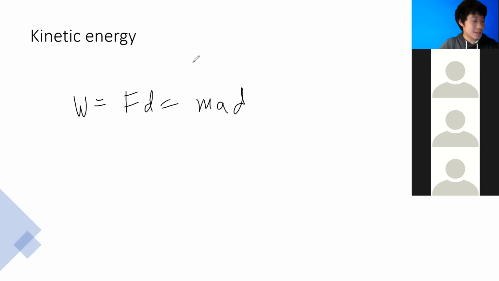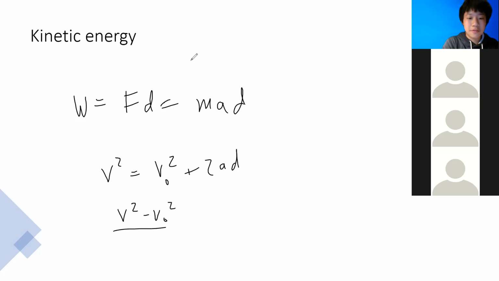So let's use a kinematic equation to represent the acceleration. Remember this one? V squared equals V0 squared plus 2AD. So if we were to solve for A, this would be V squared minus V0 squared over 2D. This would be A. Now let's plug this into the work equation.